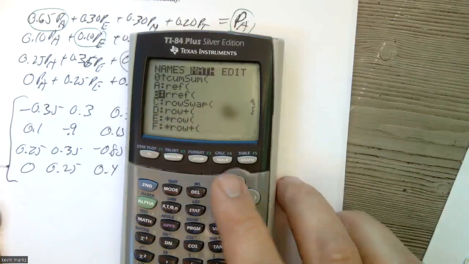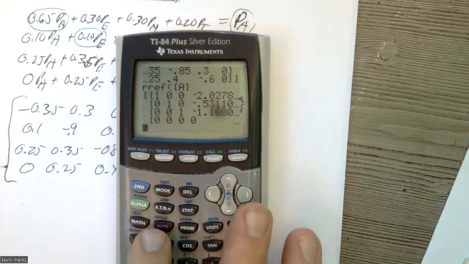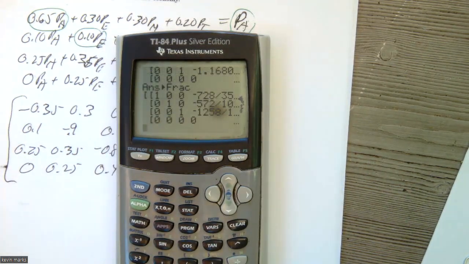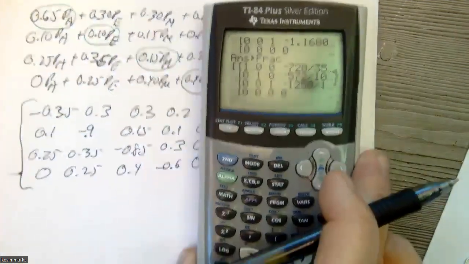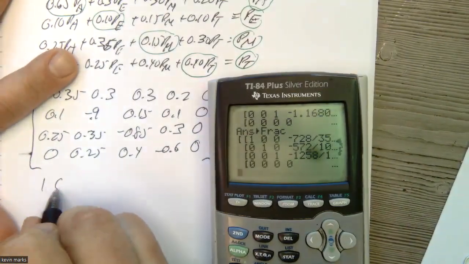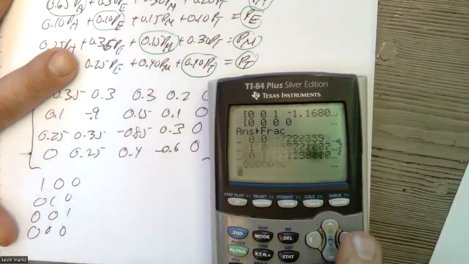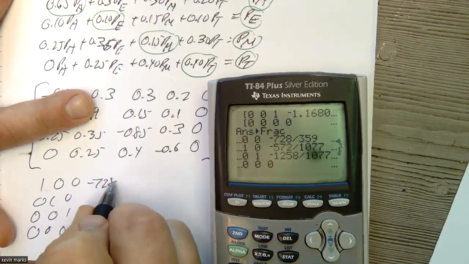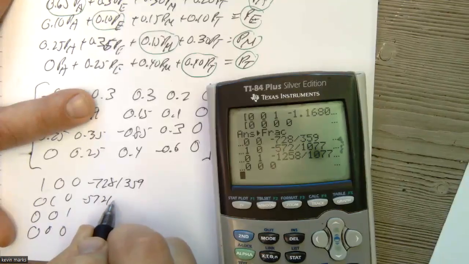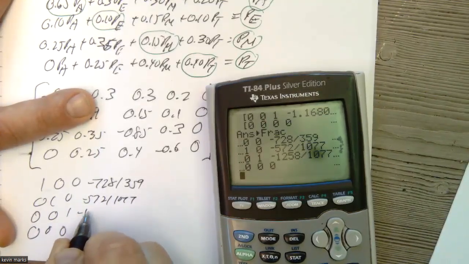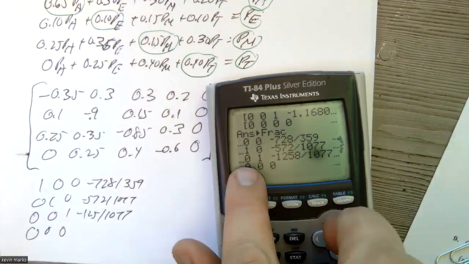Okay, so if we reduce that matrix to row echelon form, we get this. It's crazy. You could turn it into a fraction here. Let me just write this. We got 1, 0, 0, 0; 0, 1, 0, 0; 0, 0, 1, 0. Then here, this is negative 728 over 359. Then negative 572 over 1077, and then negative 1258 divided by 1077.